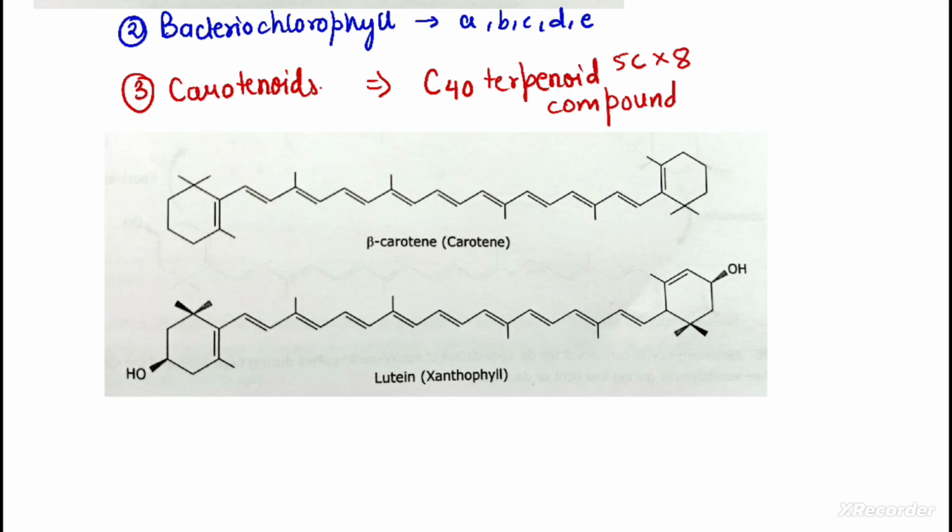For the time being, just remember that even the chlorophyll phytol tail has terpenoids. They were made up of terpenoids there. Here it is 40 carbon terpenoids, not necessarily always C40, but generally you will find C40.